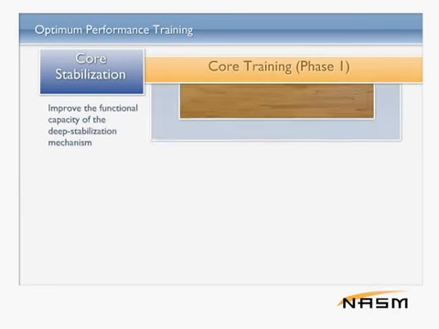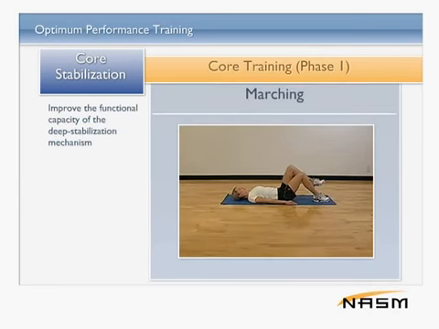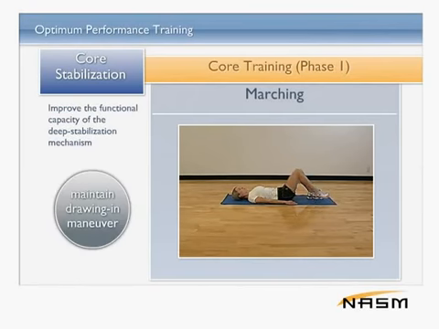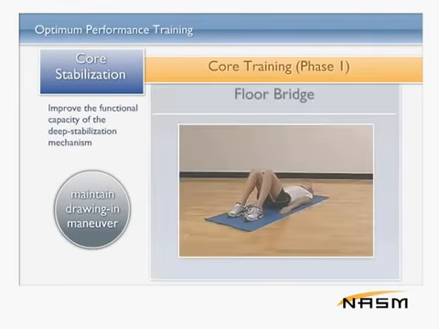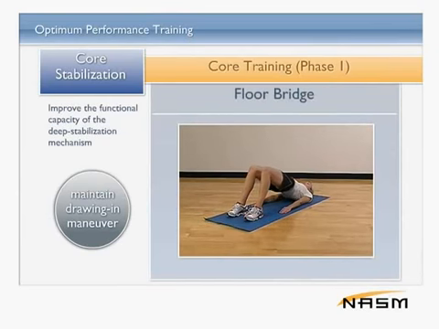The first example of a core stabilization exercise is marching. Lie supine on the floor with knees bent, feet flat, toes pointing straight ahead, and arms by your sides. Perform and maintain the drawing-in maneuver. Lift one foot off the floor only as high as can be controlled. Hold for 1 or 2 seconds and slowly lower. Repeat on the opposite leg.